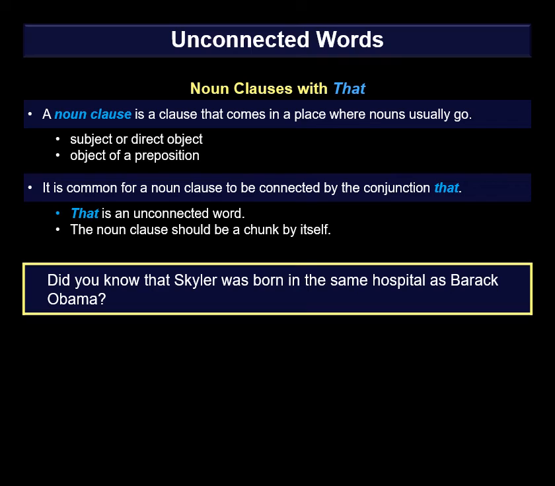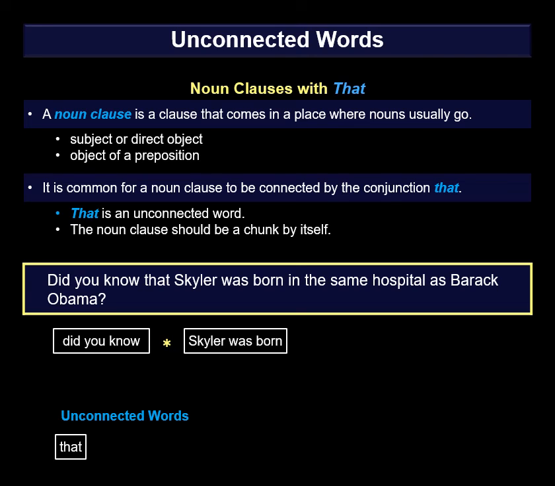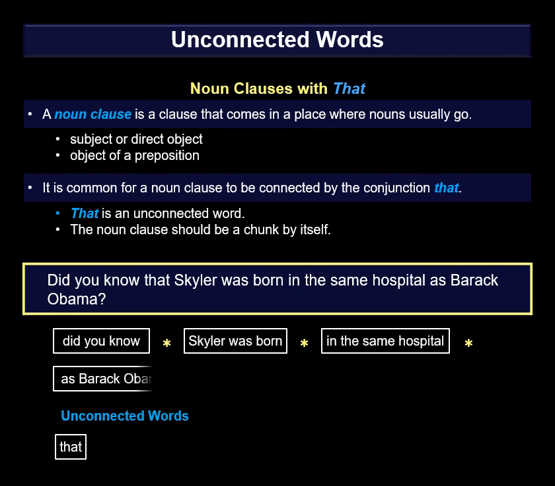For example, did you know that Skylar was born in the same hospital as Barack Obama? The first chunk, did you know? Now, know has an object, but the object is a noun clause beginning with that, which is unconnected. And then the clause, Skylar was born, is a chunk by itself because it's got a verb. In the same hospital, and finally as Barack Obama. So noun clauses are a bit tricky. Noun clauses are chunks by themselves. That is an unconnected word.